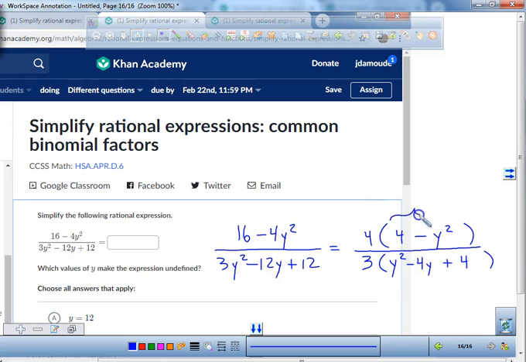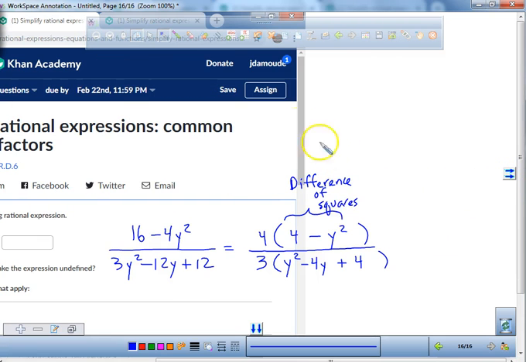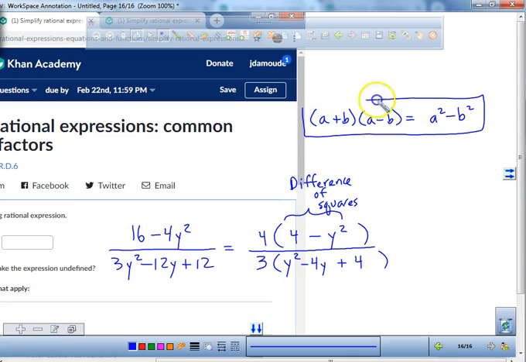Everybody, this numerator, does anybody know what this is called? There's a special name. That's right, difference of squares. That's called a difference of squares. Now, here's the rule. Like if you looked up difference of squares in Google, this is what you would see. A plus b and a minus b equals a squared minus b squared. That's what you're going to see for a difference of squares if you Googled it.